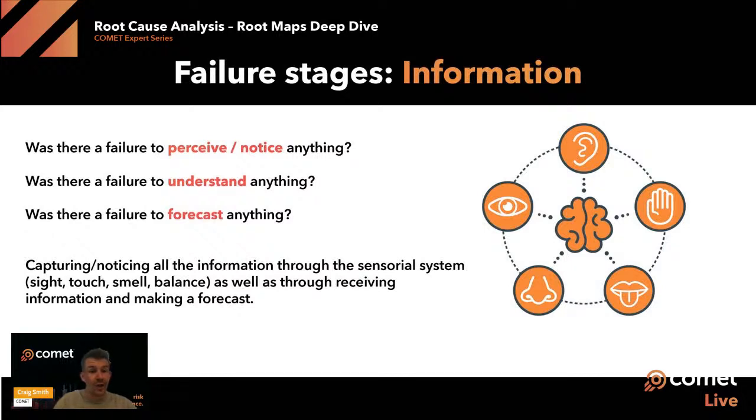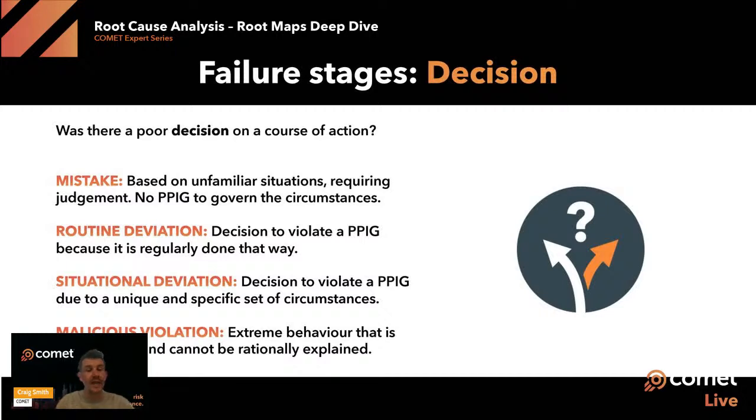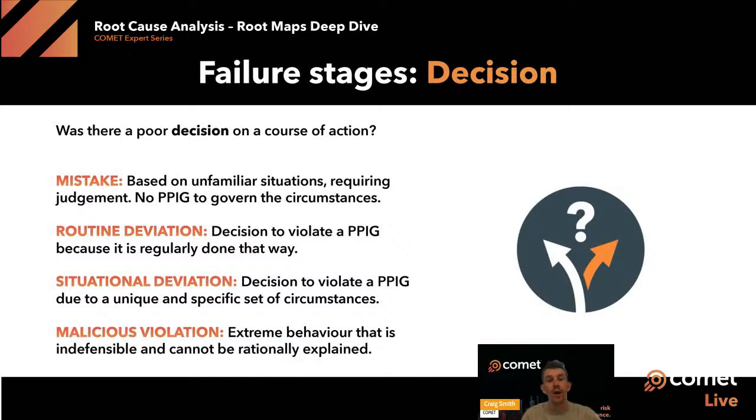If that's not where the initial fault took place, if the investigation determines that actually there were no particular issues with the information, then we move on and consider, was there a potential issue with the decision-making process? So was there a mistake? Was somebody put into an unfamiliar situation where there was no predefined guidance, instruction or procedure for them to follow, and they ultimately had to make a best judgment call on the way forward?